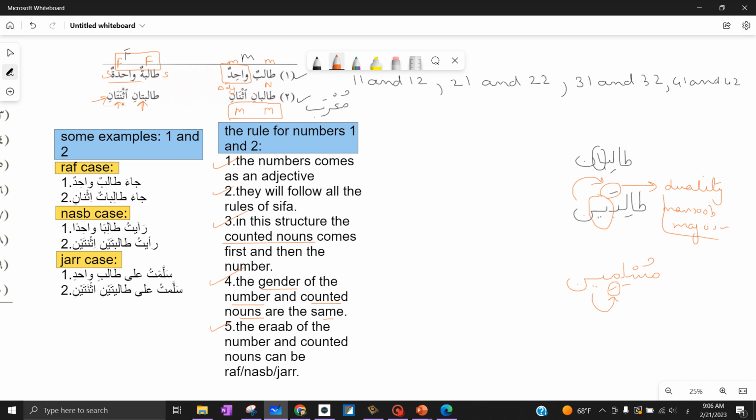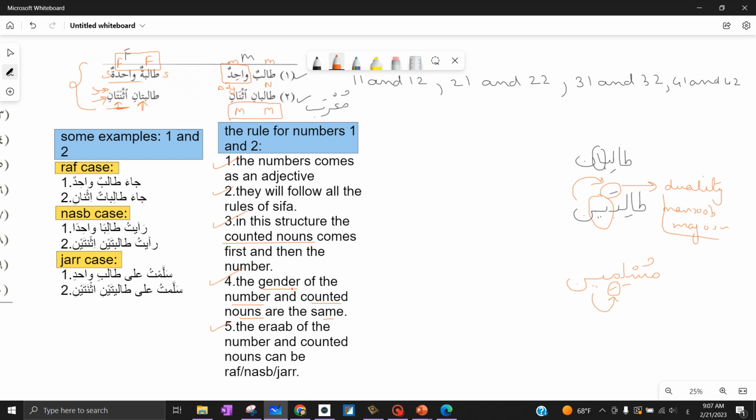So the number is also the same in muthanna. So this comes in sifa form. It is in sifa. So both of them, the gender, the number, everything, you can apply all the rules of adjectives here. So these are all the points that you should keep in your mind. Number one, the counted noun comes first and then the number comes as a sifa. And it applies all the rules of adjectives. Then the structure, I told you the nouns should come first and then the number, and the gender should be the same.